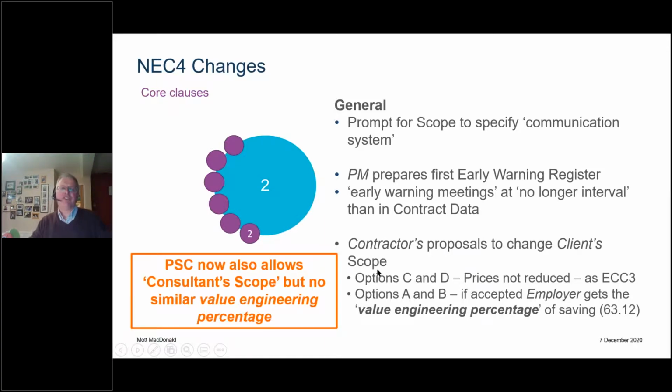In a PSC4, there is also now the concept of a scope provided by the consultant, in the same way that NEC3 has always had the works information provided by the contractor. So we now have that concept of a client scope and a consultant scope in PSC4, but the concept of the value engineering percentage is not in the PSC. Hope that's clear.